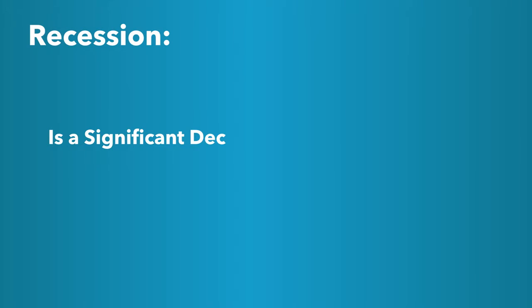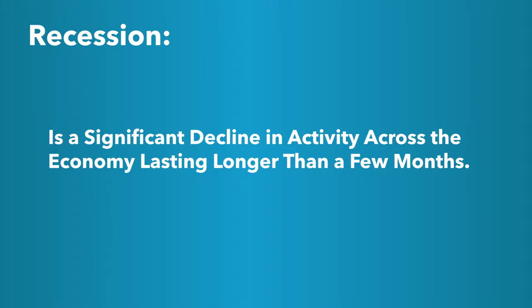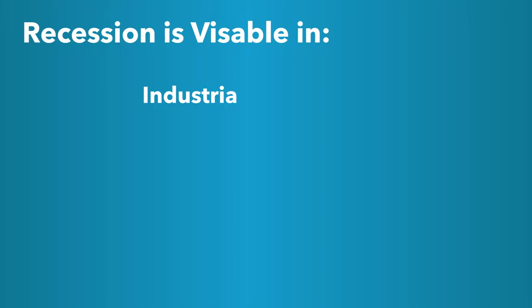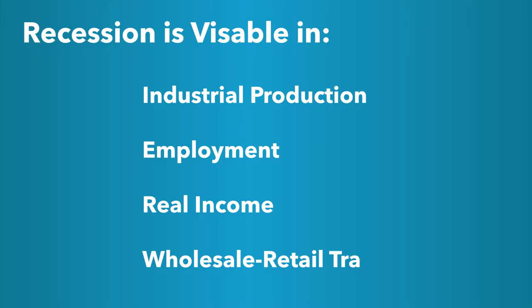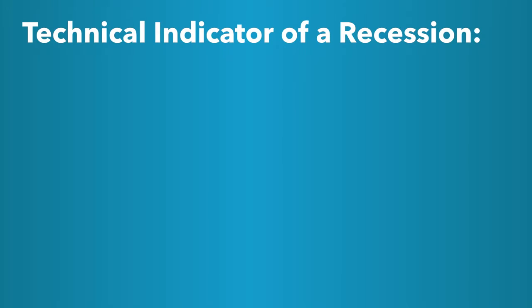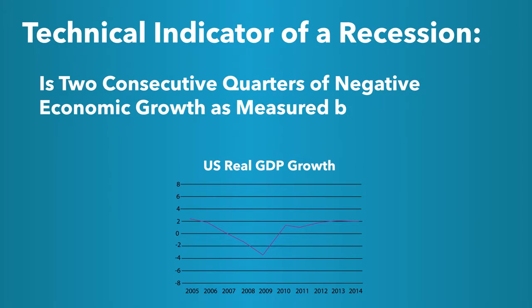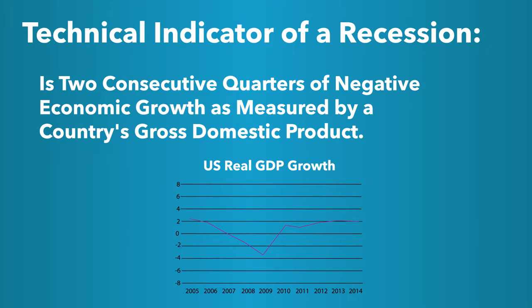A recession is a significant decline in activity across the economy lasting longer than a few months. It is visible in industrial production, employment, real income, and wholesale retail trade. A technical indicator of a recession is 2 consecutive quarters of negative economic growth as measured by the country's gross domestic product. Recession is a normal, although unpleasant part of the business cycle. However, one-time crisis events can often trigger the onset of a recession.